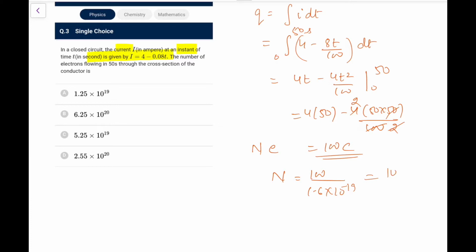So if I do this, it would be 10 to the power 20 into 10 upon 1.6, so it would be 6 point something into 10 to the power 20. So this would be option B I'll be going for.